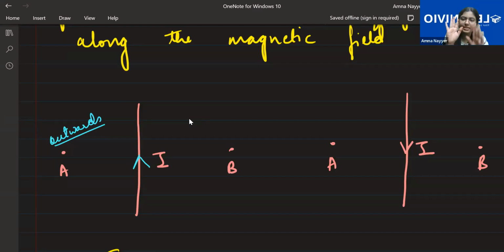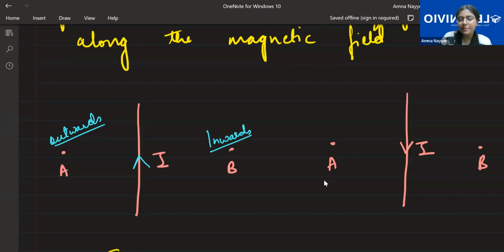We'll have the palm facing upwards. Now, if I keep it like this, point B is on the right. So this curling isn't possible, right? We'll have to curl it like this. The thumb is directly pointing inwards. So this is giving the answer inwards.